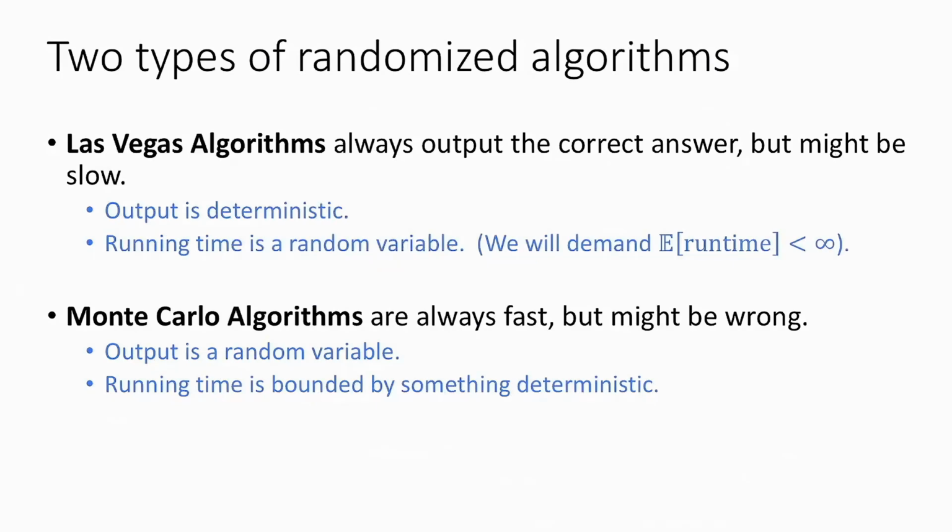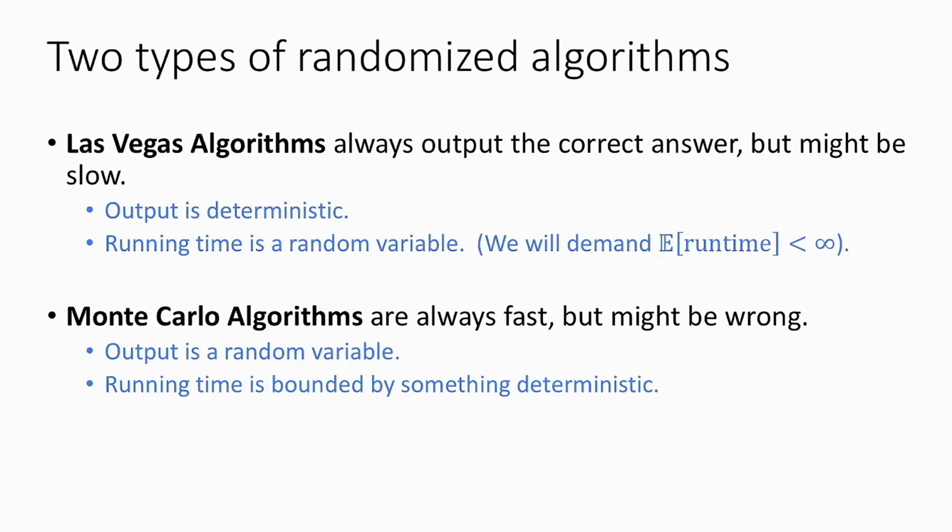In these videos, we're going to consider two types of algorithms: Las Vegas algorithms and Monte Carlo algorithms. Las Vegas algorithms always output the correct answer, but they might be slow. So in this case, the output is deterministic. It's always the right answer. But the running time is a random variable. And typically, we're going to demand that the expectation of the running time is finite.